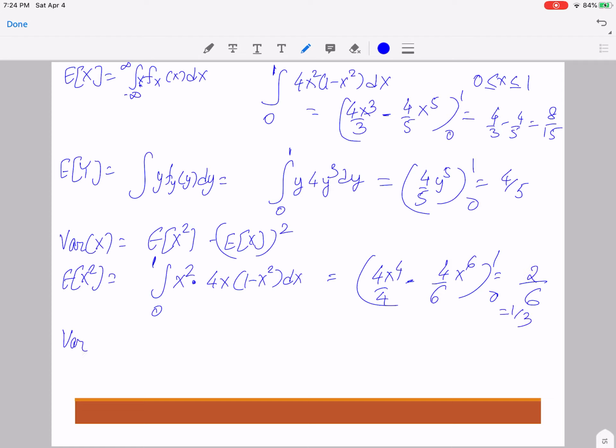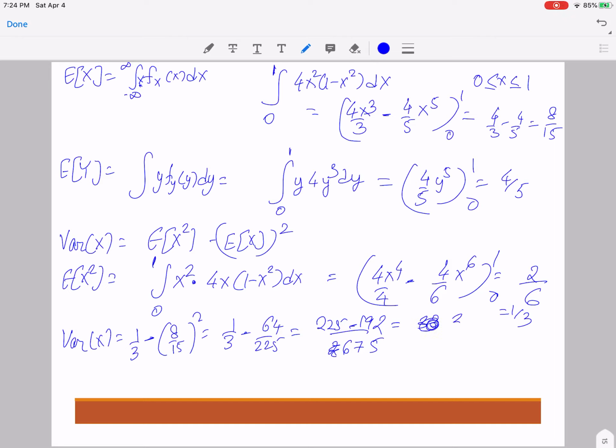So variance of x will be 1 over 3 minus 8 over 15 whole squared, so 1 over 3 minus 64 over 225. When I solve this, I get 675, 225 minus 192, 25 plus 8 gives me 33 over 675. So that's the variance of x.